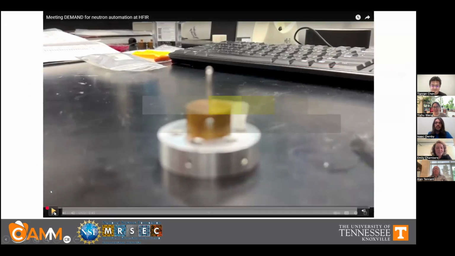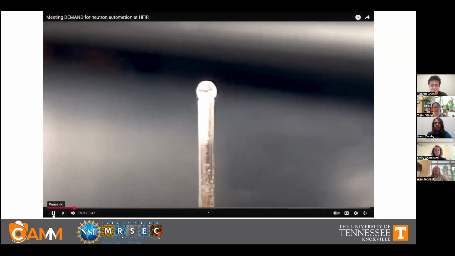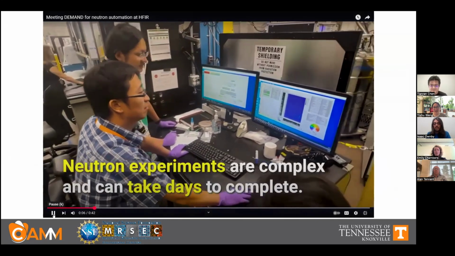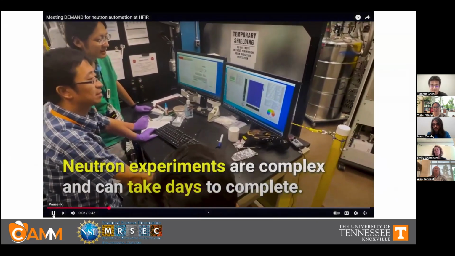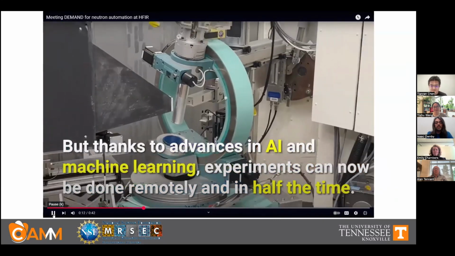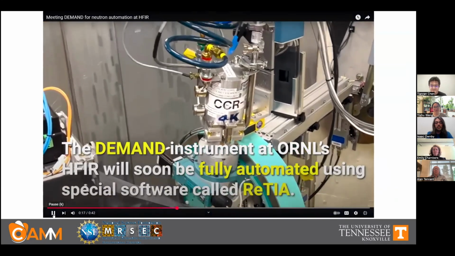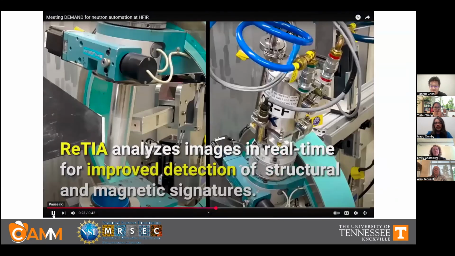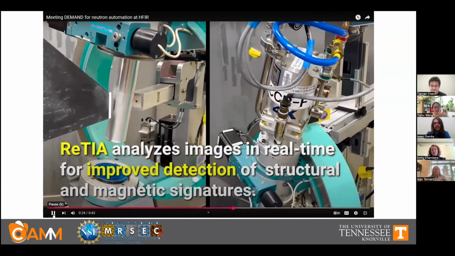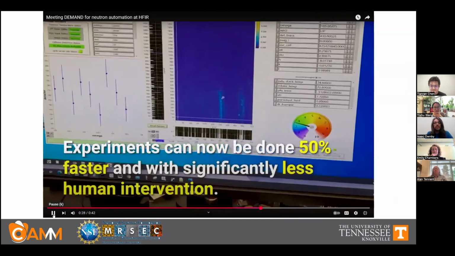Okay. Additionally, there's also some automation that's happening at some of the beamlines. So I'll briefly show this video of an automation that's happening at HIFER. A lot of the beamlines are pushing for automation, so you'll see more and more of this at Oak Ridge. Here you can see the sample environment with some magnetic field polarizing the beam around the sample itself.